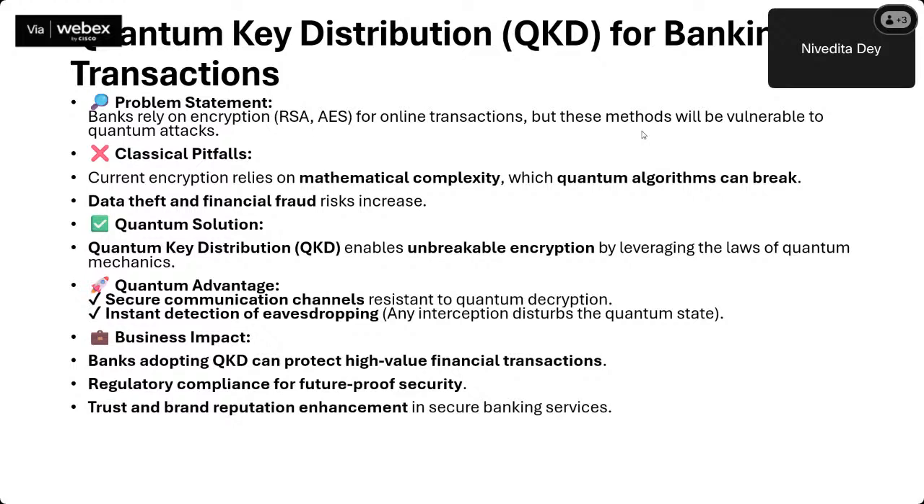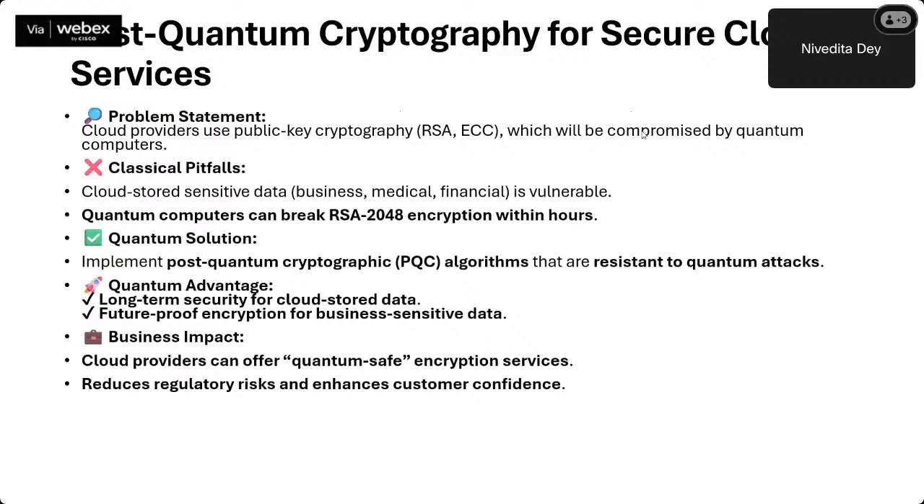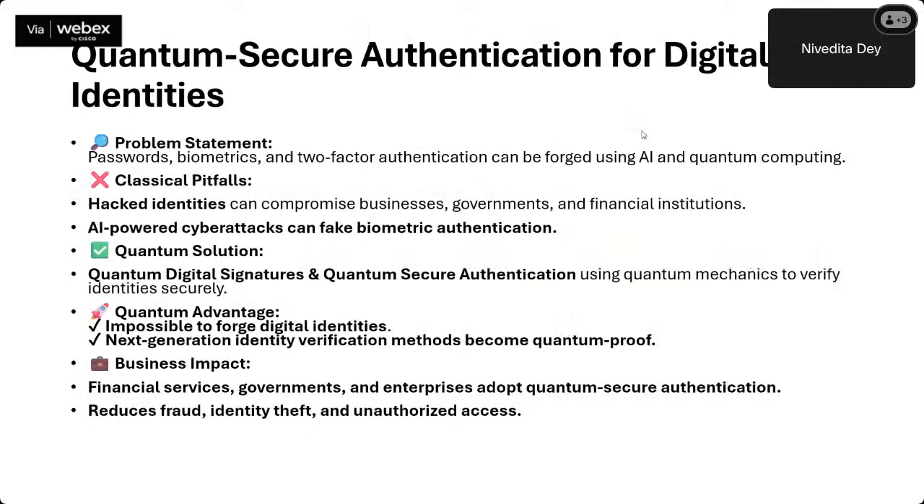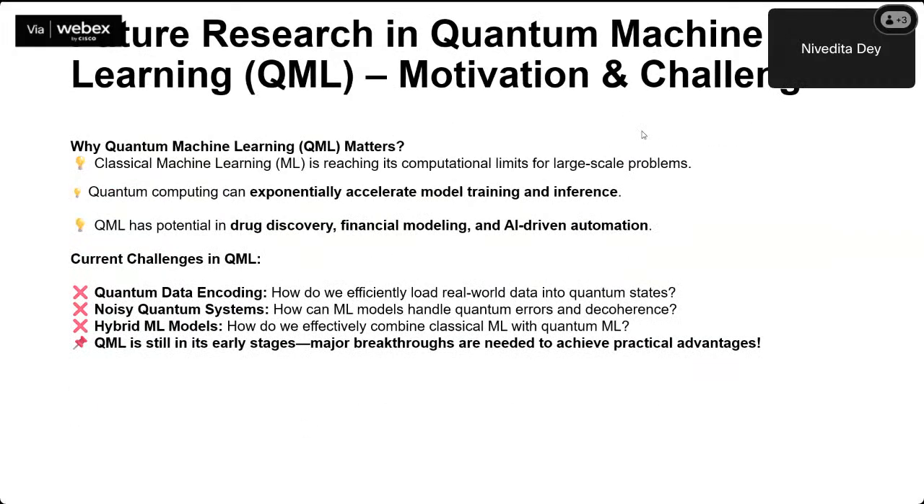The business impact is that banks adopting QKD can protect high-value financial transactions, and gain regulatory compliance, trust, and brand reputation. Likewise, just go through the solutions. You can go through them. I guess there are 6.